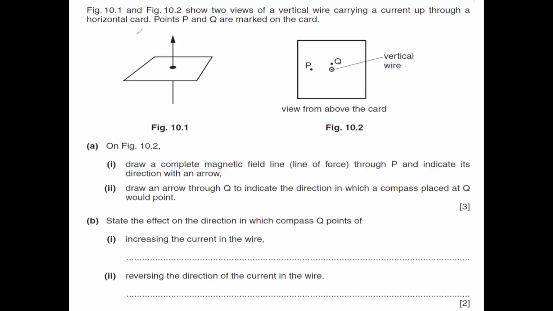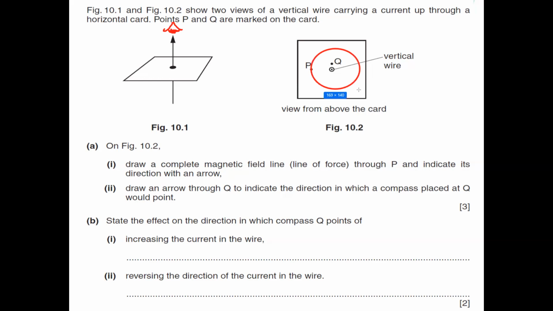Figure 10.1 and 10.2 show the vertical card. If we look from above, this is how it looks, like the current is coming towards us. On figure 10.2, draw a complete magnetic field line of force through P and indicate its arrow. So we have to show, because when you're looking from the top, this is how it looks. So the current is coming towards you. When the current is towards you, your thumb will point towards you and the fingers will move around.